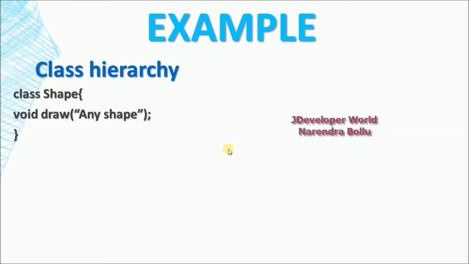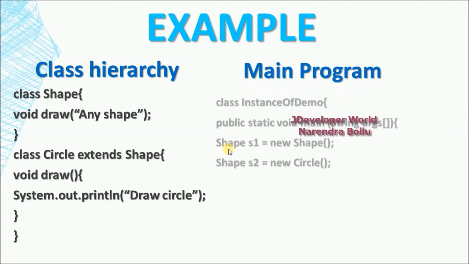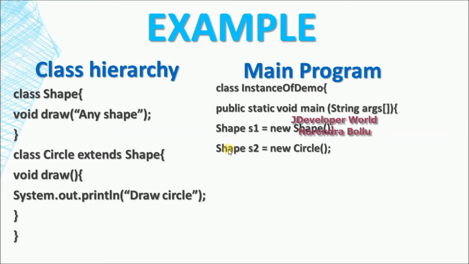I have a class hierarchy: class Shape with void draw, which prints draw any shape, and I have written another child class, class Circle extends Shape, with void draw. It is implementing this method again, an overridden draw method, which prints draw circle. Parent class and child class hierarchy like this. In the main program, I am creating two objects, s1 and s2. Shape s1 equal to new Shape, this is an instance of this Shape class. Shape s2 equal to new Circle is an instance of Circle, but the reference variable is of Shape class. At runtime it will print this method.